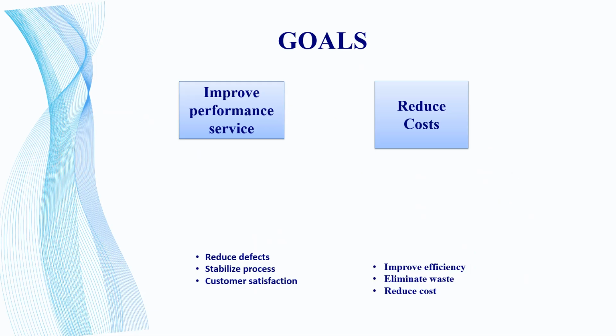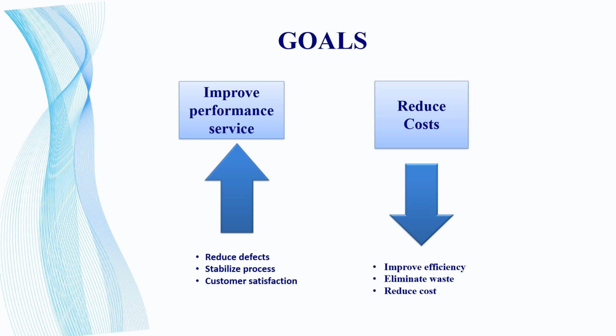After examples, we see the goals of Six Sigma in industry. The first is improve performance service and the second one is reduce cost. The goal of Six Sigma is primarily to improve process quality by identifying and eliminating defects and minimizing variability in manufacturing and business processes. It utilizes a set of quality management methods, including statistical tools, and creates a specific infrastructure of people within the organization who are experts in these methods.